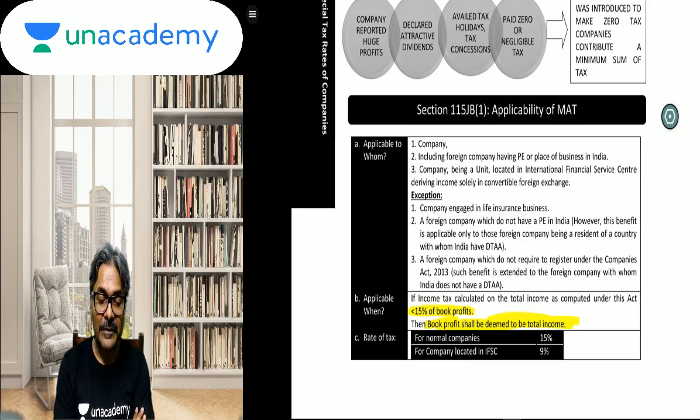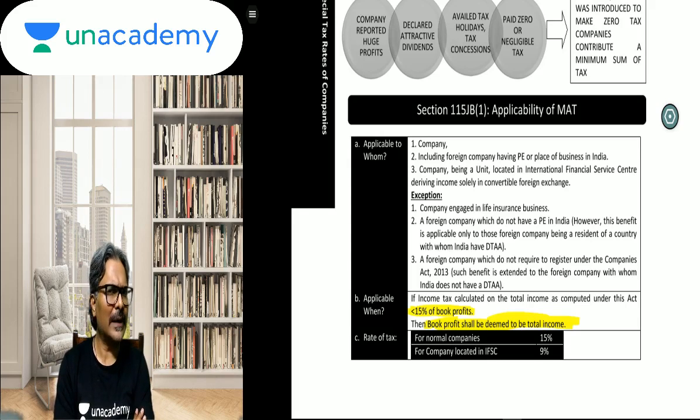So students, point number B, what it says, applicable when. What does it imply? When the MAT will be applicable. So if the income tax is calculated on the total income as computed under this Act, and the income tax which is calculated is less than 15% of the book profit. So simply put, students, if your normal tax which you calculate is less than the MAT, then as we all know, you need to pay the minimum alternate tax. So that is what would be the criteria.